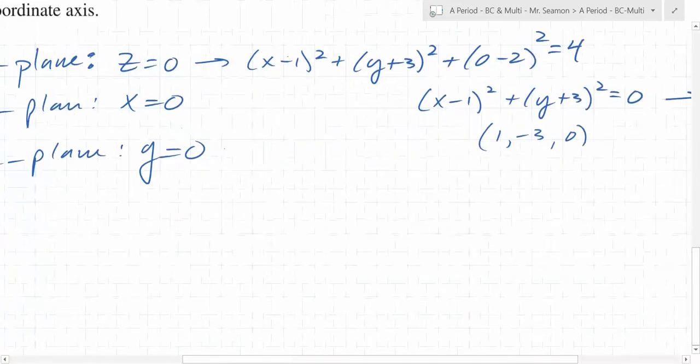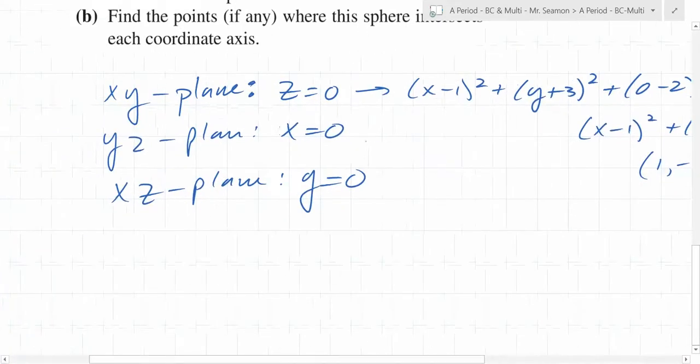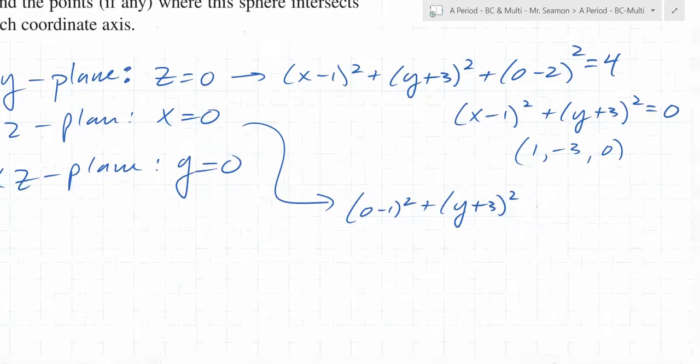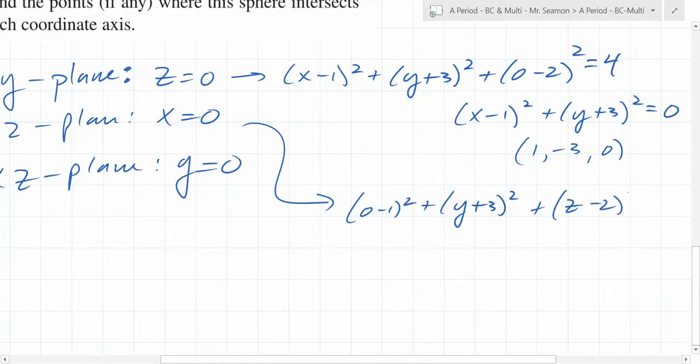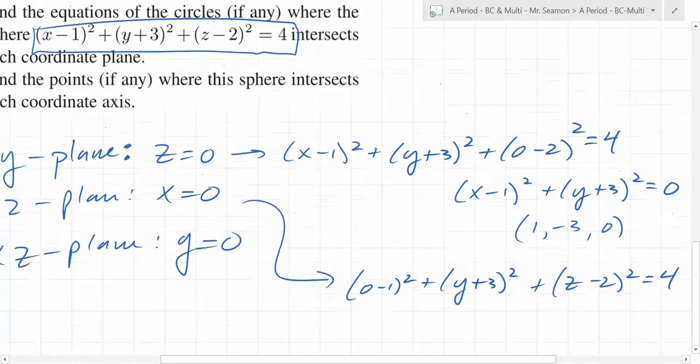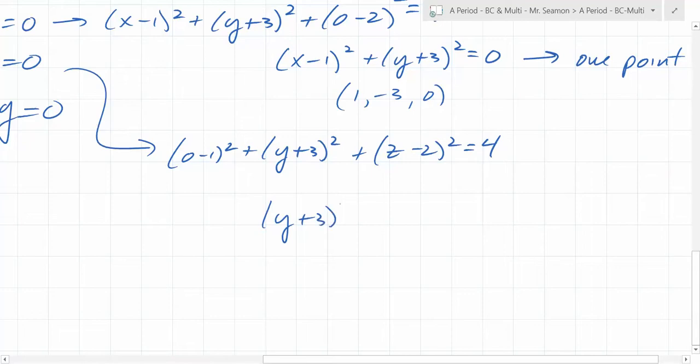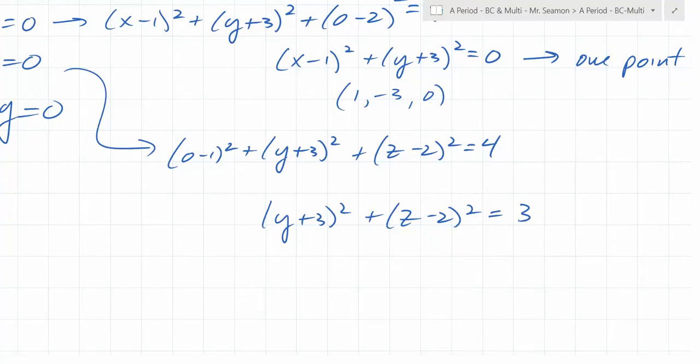So we can do it one more time. If x is equal to 0, you're going to end up with (0 minus 1) squared plus (y plus 3) squared plus (z minus 2) squared is equal to 4. So then what do you end up with? You end up with (y plus 3) squared plus (z minus 2) squared is equal to 3. That's a circle with radius root 3 centered at the point negative 3, 2 on the yz plane. That's it. The last one's interesting.